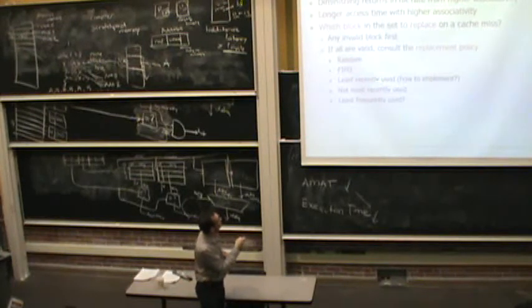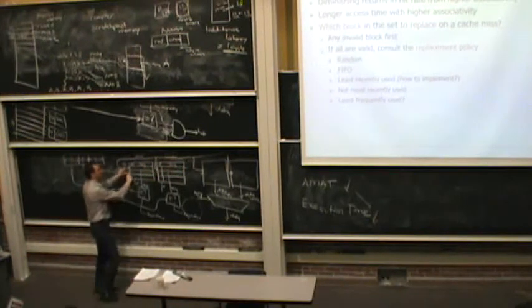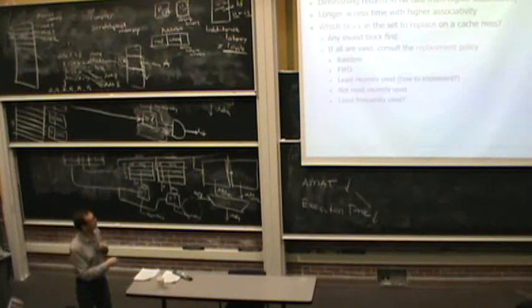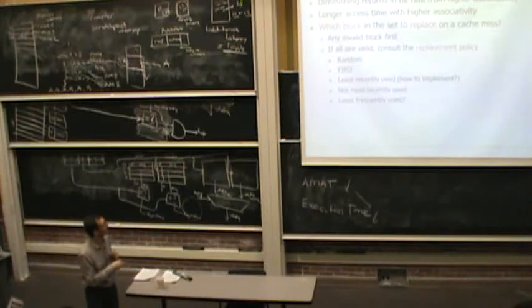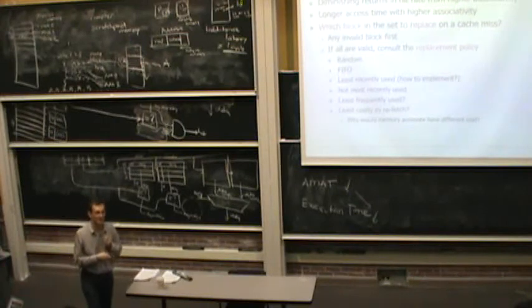Least recently used, basically you evict the block that's least recently used within the set. And we will cover this in more detail. You could have other policies like not most recently used, and this is actually proposed because least recently used is hard to implement. And we will see why. You could have least frequently used if you keep track of the frequency of the blocks. Or other more innovative policies, you could have policies like least costly to refetch.